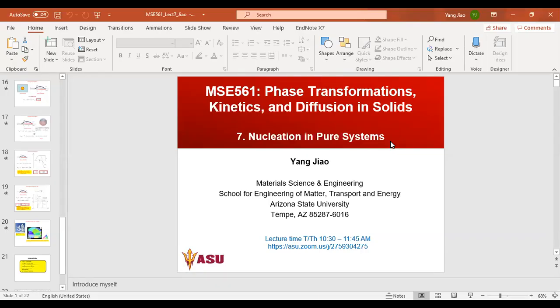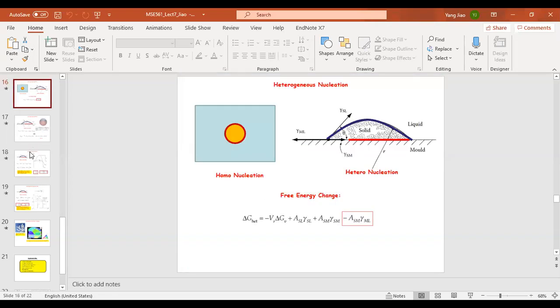Okay, so today we're going to quickly recap what we learned about heterogeneous nucleation, and then move on to talk about the next stage of solidification. First, you nucleate a small solid particle, and this particle has to grow. So nucleation and growth are the two most important processes for solidification in a pure system. We spent a lot of time talking about nucleation.